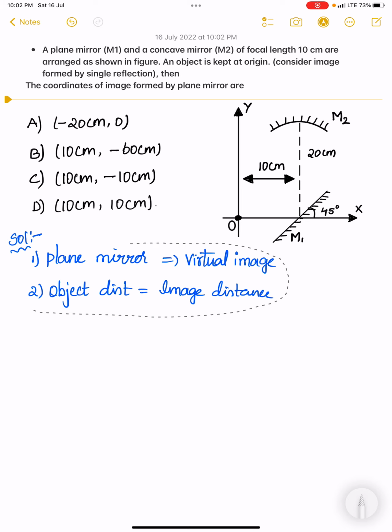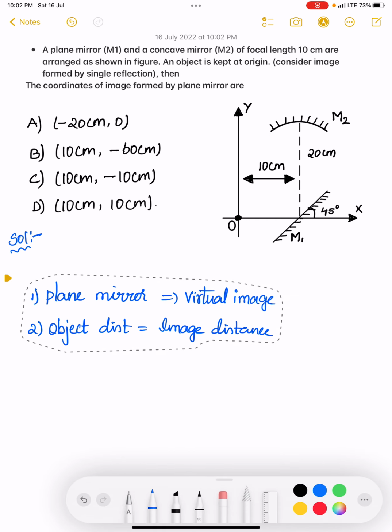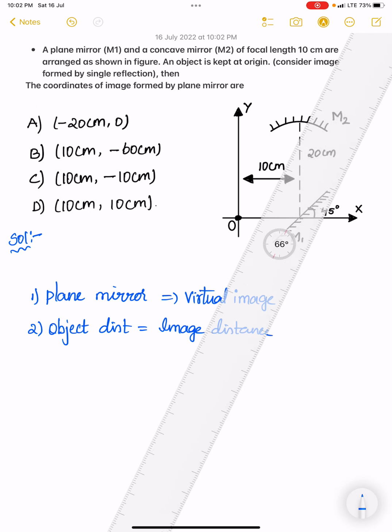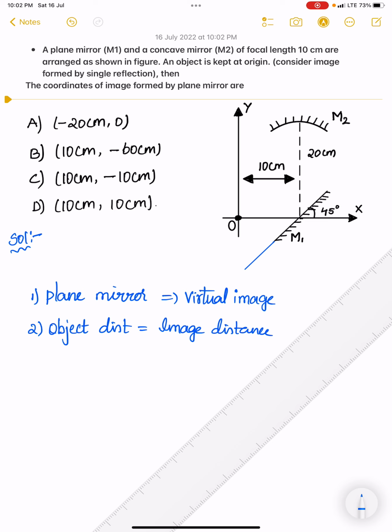Let us do some small construction so that we can understand this case very easily. What is that construction? See here, as the object is situated here, I would like to extend the mirror a little bit more like this. This is the construction I am making here so that you can understand the problem easily. So the mirror was extended a little bit.